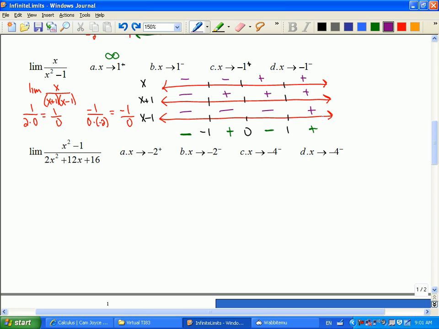All right, what if I approach 1 from the left-hand side? Good, negative infinity. And let's see here. What if I approach -1 from the right? Yeah, it's positive infinity. And what if I approach -1 from the left? Negative infinity.